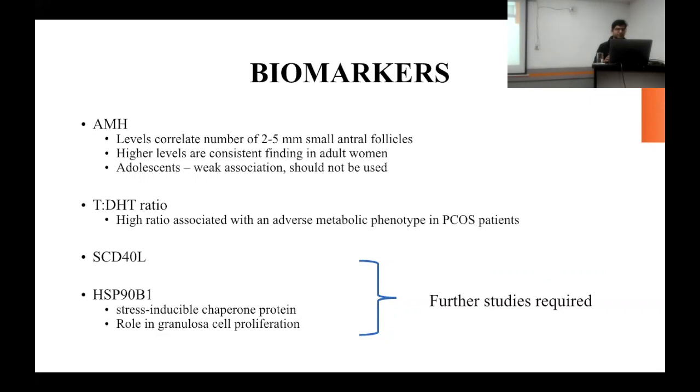SCD40 and HSP, these are all immunological studies. This is done in Bahrain, women, SCD40L. However, for clinical criteria, it is not mentioned any cutoffs.